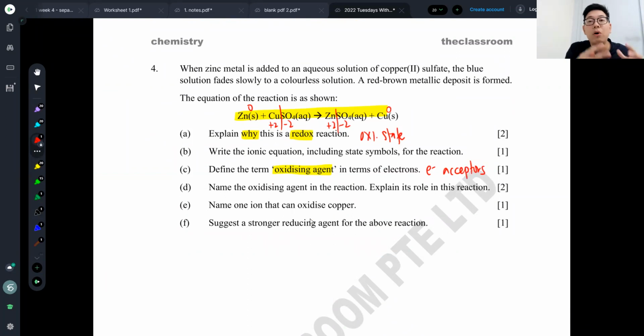Oxidizing agents will go around oxidizing other substances. For me to oxidize another substance means I will take electrons away. Then the other substance will become more and more positive; it gets oxidized. So once again, oxidizing agents are electron acceptors. Which one accepts electrons? Of course, in this reaction, it's zinc. Explain the role: it will accept electrons from copper ions.